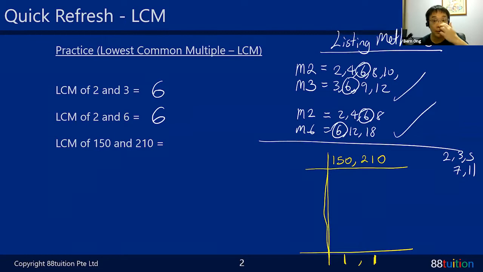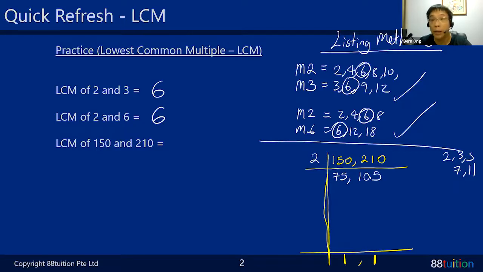So another method of getting the answer: you have to slowly divide. Let me divide by 2 first. Why divide by 2? Both of them are even numbers, and even numbers can be divided by 2. So 150 divided by 2 is 75. And the beauty about Sec 1 and Sec 2 is you can use your calculator, my best friend. 210 divided by 2 is 105.